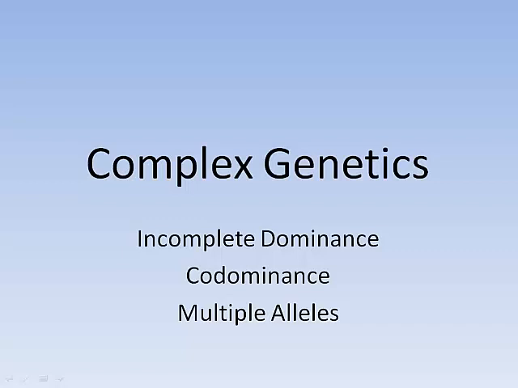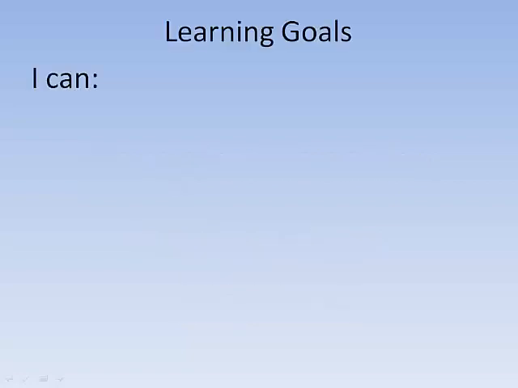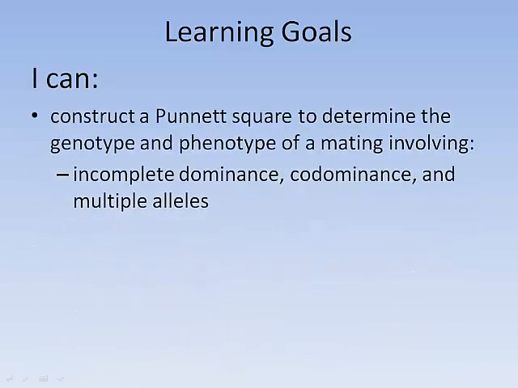We're going to talk about complex genetics, incomplete dominance, codominance, and multiple alleles. Here's your learning goal for today. Construct a Punnett square to determine the genotype and phenotype of a mating involving incomplete dominance, codominance, and multiple alleles.